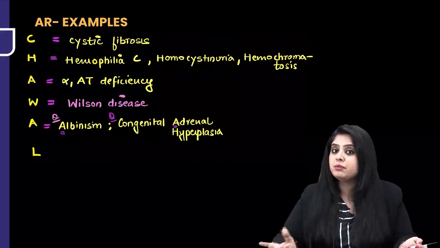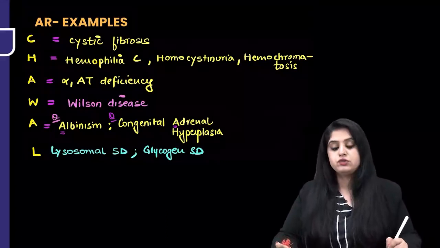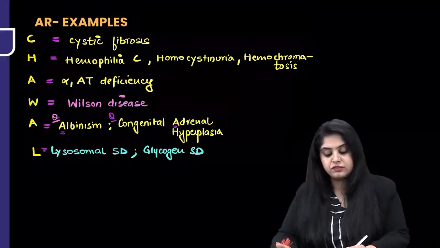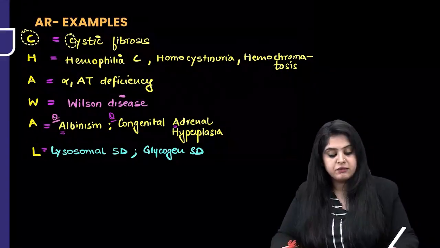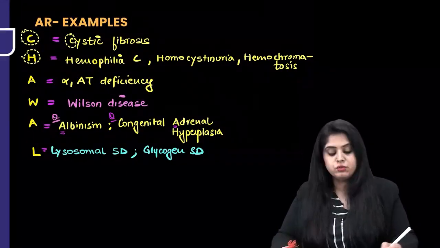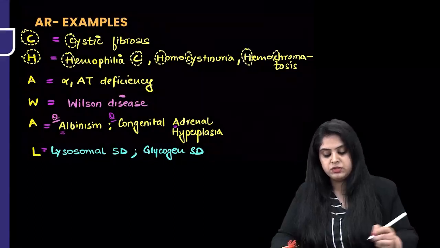Albinism and adrenal hyperplasia are autosomal recessive, and lysosomal and glycogen storage disorders are autosomal recessive. So repeating the pasta, fried rice or fried chawal. C for cystic fibrosis. H is going to be everything to do with C. So hemophilia C, homocystinuria, hemochromatosis.